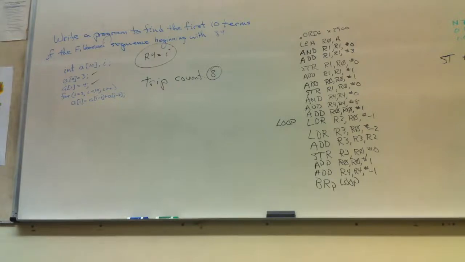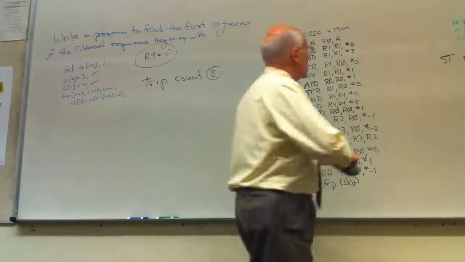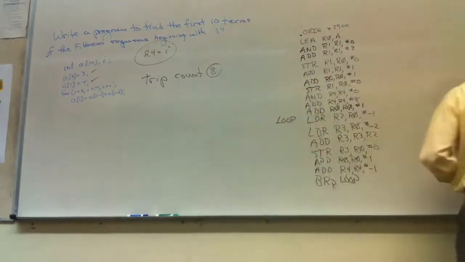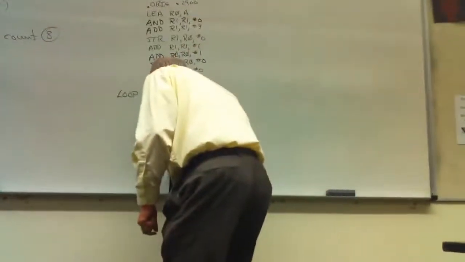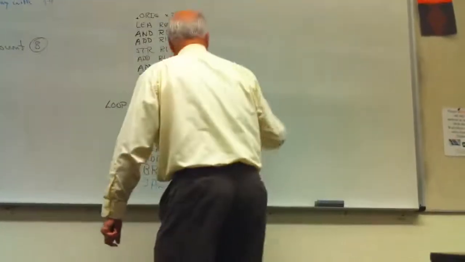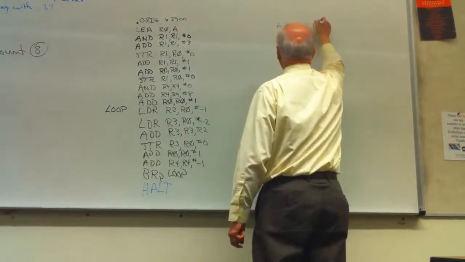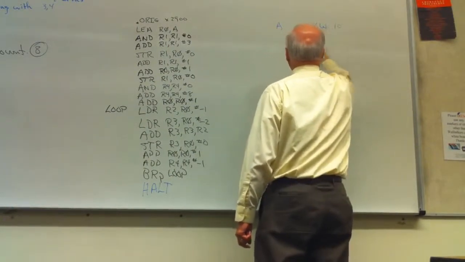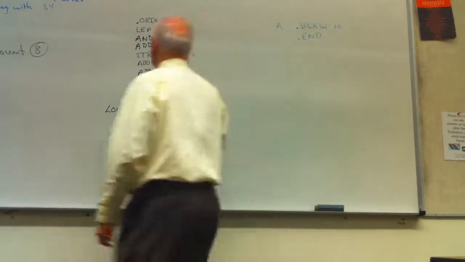Okay, let's play with that and trace it here for a moment. Well, let's see, for the time being, let's say that we put a halt here. And then immediately following that, we have A, which is block word 10, and then we have the dot end. Okay, so where are we?